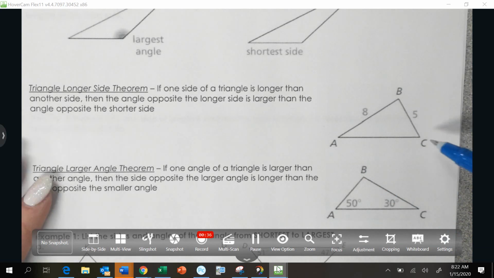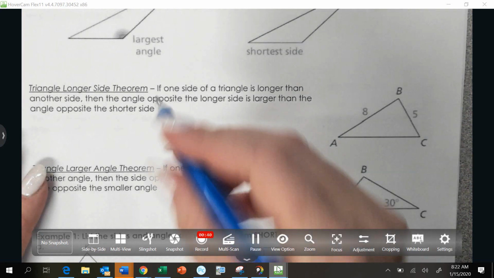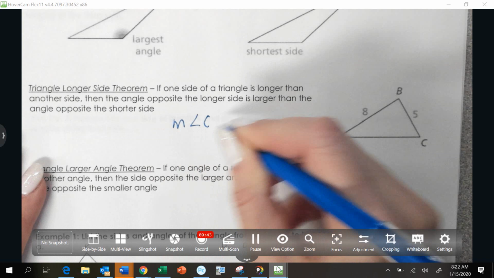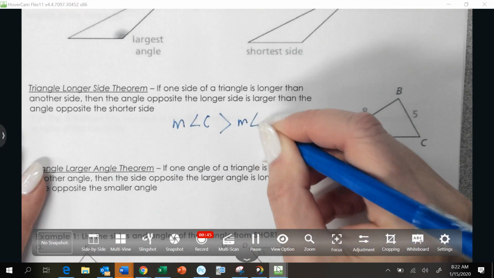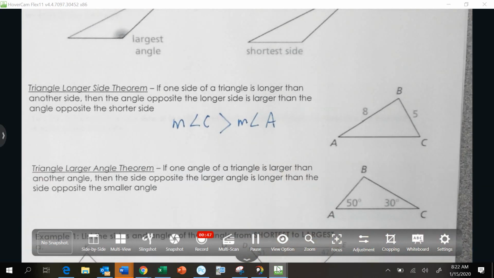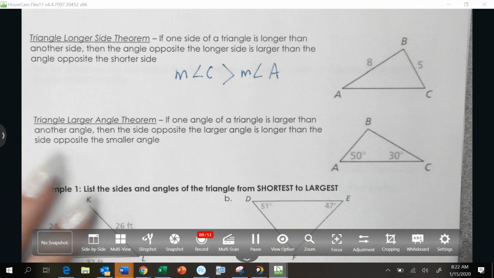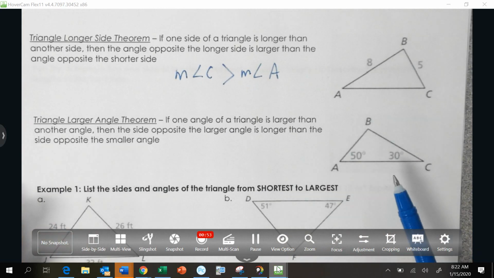So C would be greater than which angle? The measurement of angle C would be greater than the measurement of angle A because the sides opposite are longer. And then the same kind of question in this one. Which side is smaller? You can tell which angle is smaller, but which side is smaller of the two sides that we can actually determine?